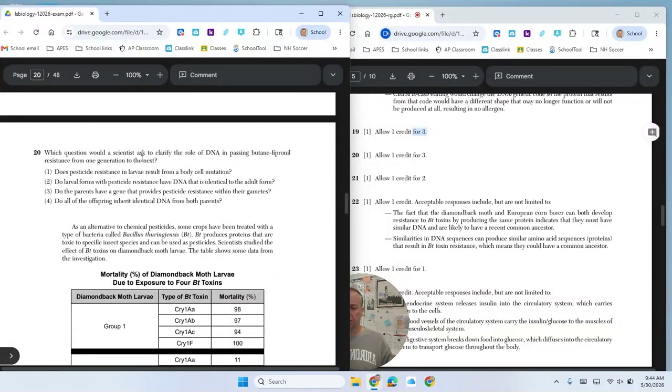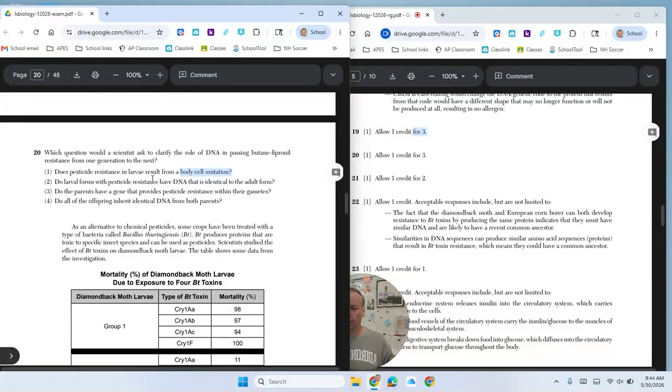Question 20: which question would scientists ask to clarify the role of DNA in passing butane fipronil resistance from one generation to the next? This part is crucial. The question should focus on DNA being passed from one generation to the next. When we look at our choices, 1: does pesticide resistance in larvae result from body cell mutations? That doesn't tell us anything about passing from one generation to another. A mutation in a body cell would not be passed on.